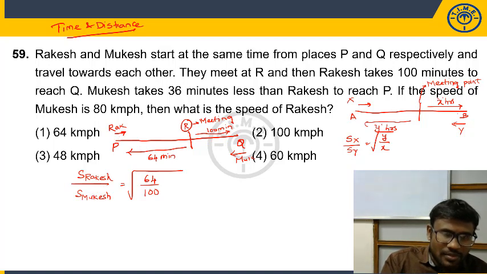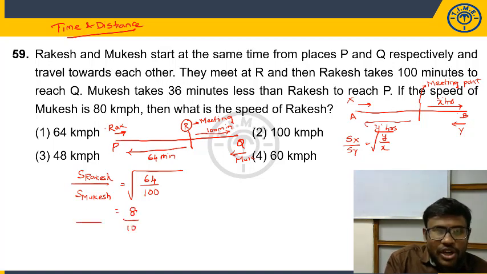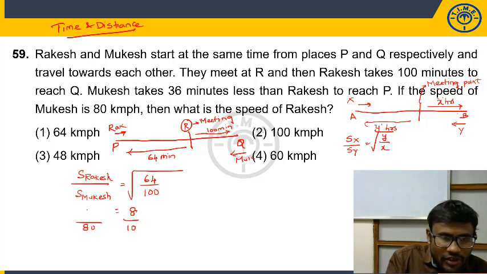Speed of the first person by the second person is equal to root of 64 by 100. Obviously, this is 8 and this is 10. Speed of Mukesh was already given as 80. Now we have to calculate the speed of Rakesh. Now this is very easy for you.